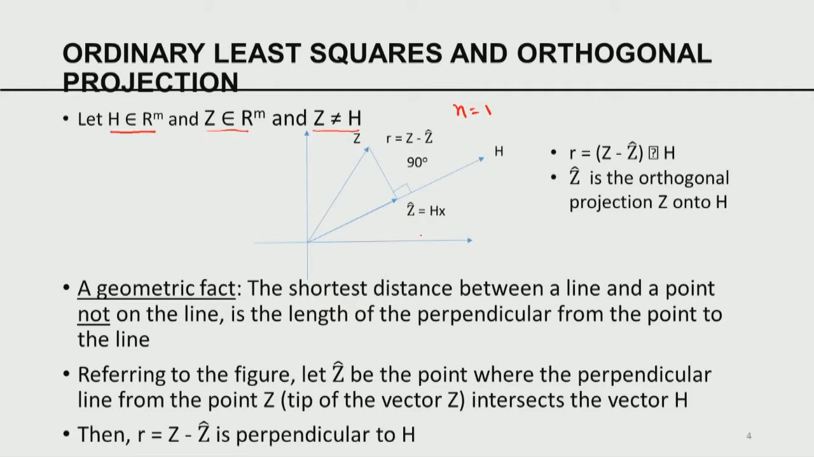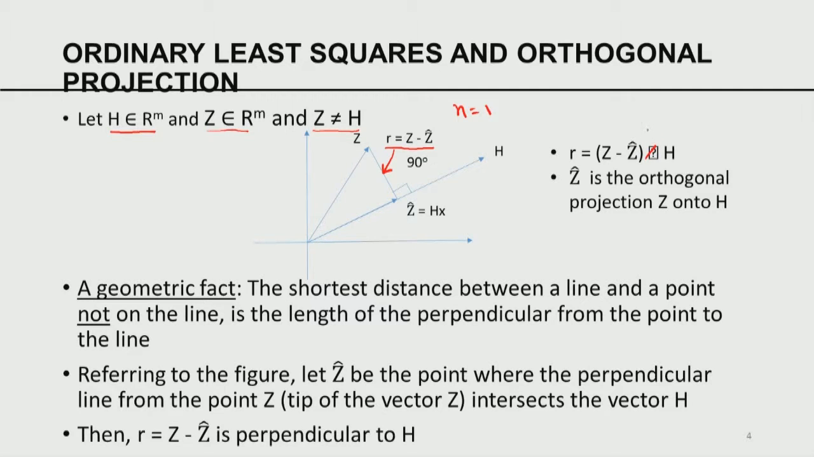So the question in the least square problem is that I would like to find the constant X such that the projection Z hat is an orthogonal projection of Z onto H. That's a geometric point of view. To do that, I am going to consider the difference of the vector Z minus Z hat, and that is this vector. I would like my Z minus Z hat to be perpendicular to Z hat, but perpendicular to Z hat is also equivalent to saying perpendicular to H.